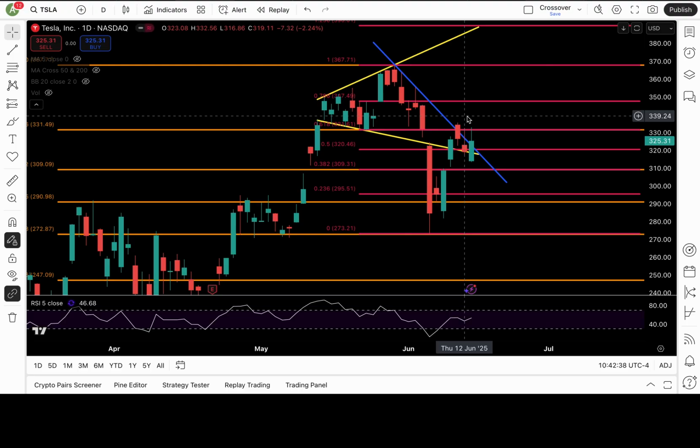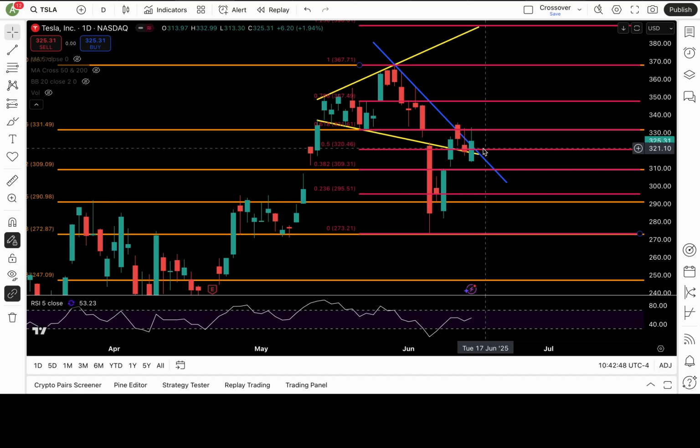The rejection we got from there, for me to take it more seriously, more support levels must fail. As usual, 324, 322, and the critical fib level at 320.5 must fail. We tried to break it down on Thursday, which technically Tesla did, but it was recaptured for a false breakdown setup.